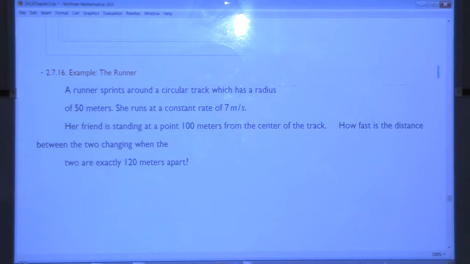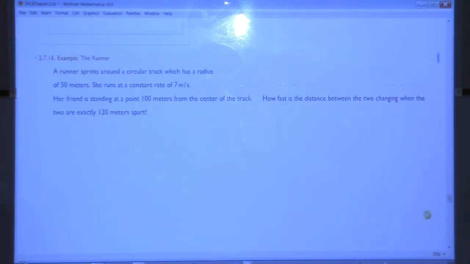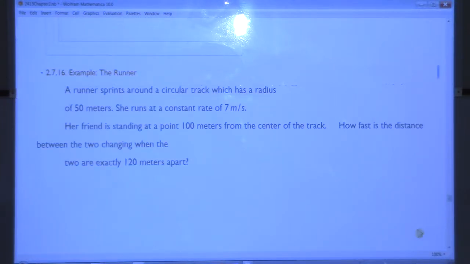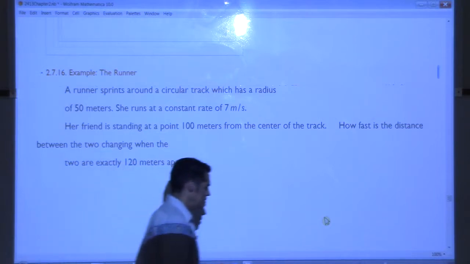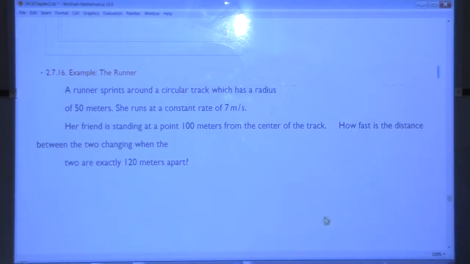Oh, the runner and the track problem. I got in trouble last semester, and one of my students came to my office after we did this problem, and I don't know if I want to say complained, but I'll explain to you. Let's read through the problem first.